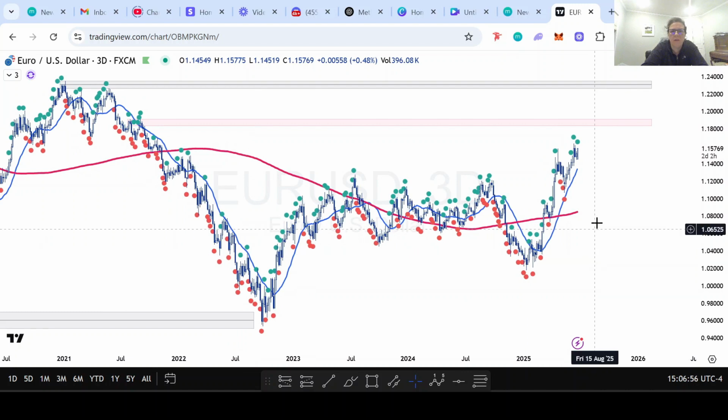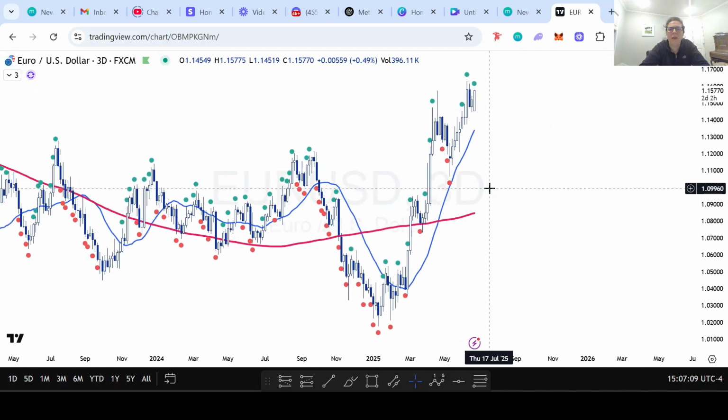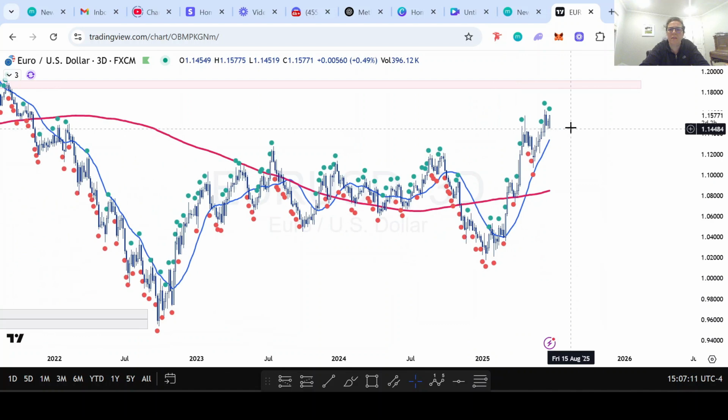Okay. So we're here on the Euro Dollar 3-day chart. If you're familiar with method trading, you know that we do our directional bias on the 3-day chart. We're clearly in an uptrend. We've got a long bias here.